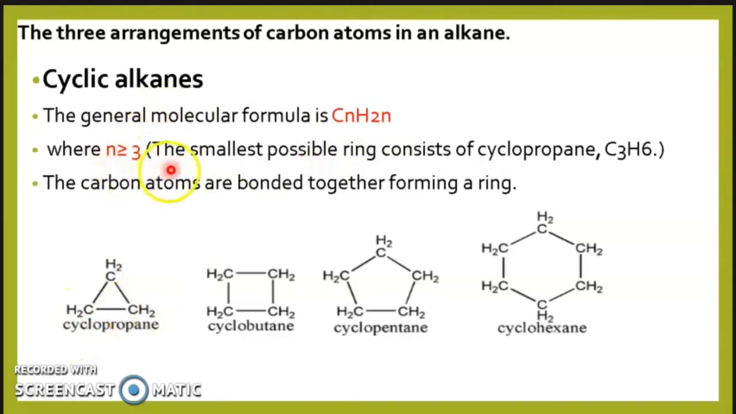They begin with at least 3 carbon atoms because that's the smallest possible number that you need in order to form a ring. Now, the name of the compound is preceded by the prefix cyclo to indicate that we have a ring. You can see cyclopropane here, propane because we have 3 carbon atoms, and the prefix cyclo to indicate that it is cyclic or that we have a ring. Cyclobutane, cyclopentane, cyclohexane. The molecular formula shows you that the number of hydrogen atoms is twice the number of carbon atoms.